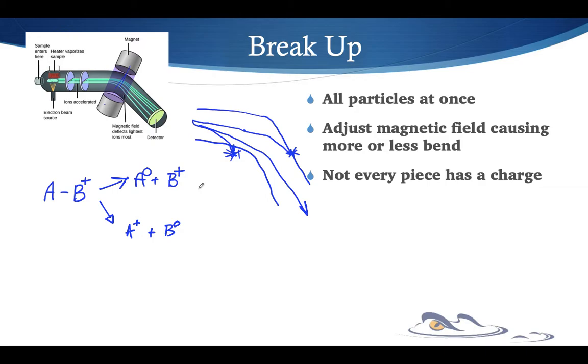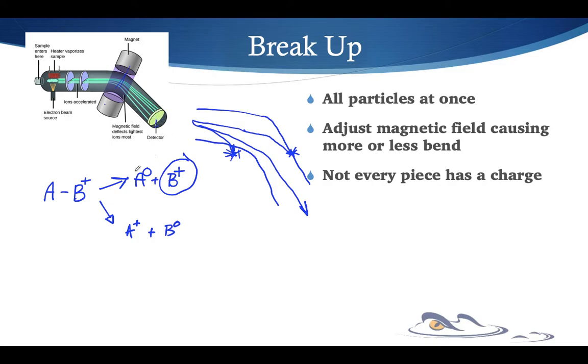Now, which piece gets the charge? That is the art of understanding mass spectroscopy. You see, specific pieces tend to get the charge. And that's what I meant back in the previous slide where I said we know certain fragments tend to get that charge. And these are the fragments that hit the detector.